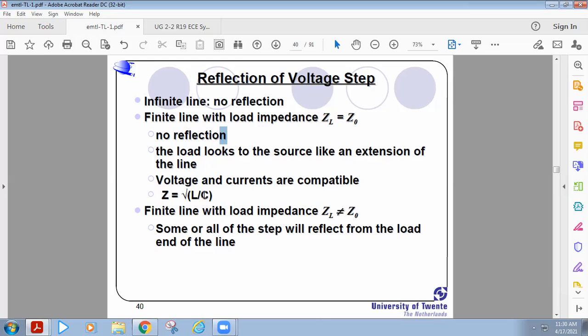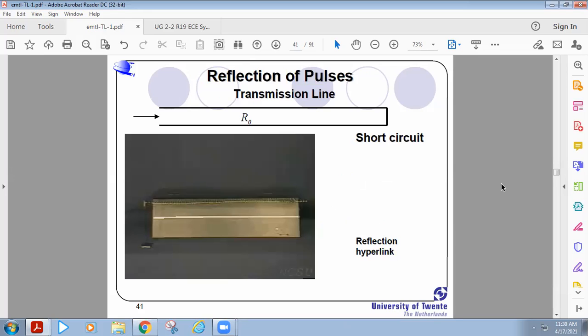Finite line with load impedance ZL not equal to Z naught. Whenever a step voltage is applied at that finite line, because of the mismatched load and characteristic impedances, there definitely exist reflections. That's why the next concept is reflection coefficients, reflection parameters, reflections and standing waves.